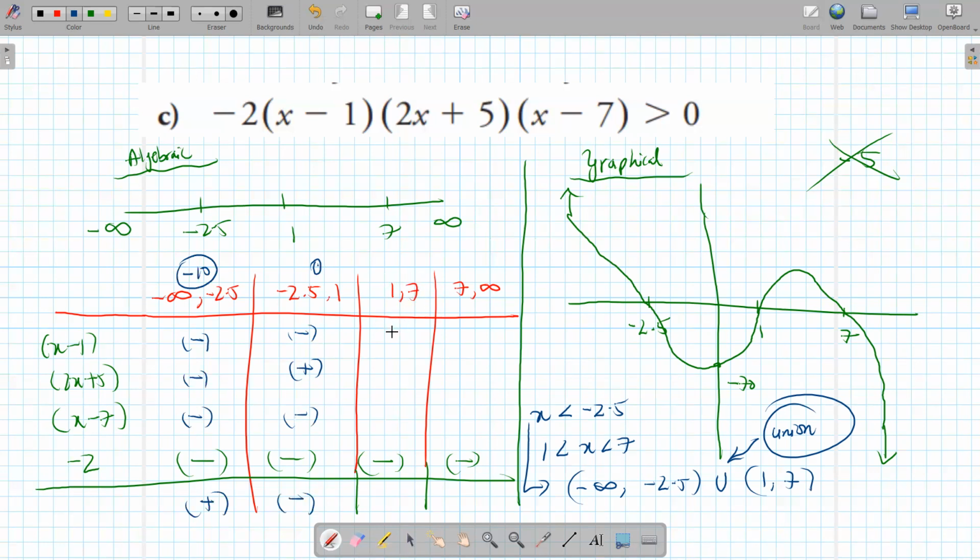Now from here, it's just a matter of picking numbers between 1 and 7. I'm going to pick 5 because it's a nice number. Positive, positive, 5 minus 7 is negative, which makes a positive. For 7 to infinity, you can pick 10. So positive, positive, positive, and then negative here, you see?